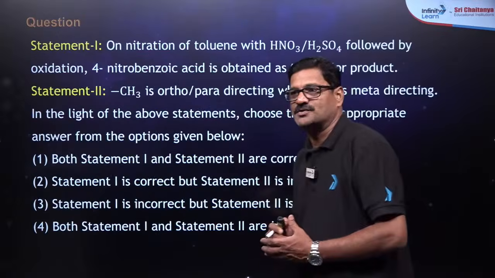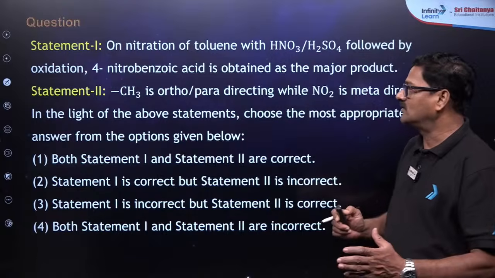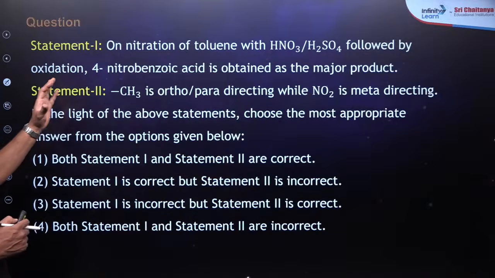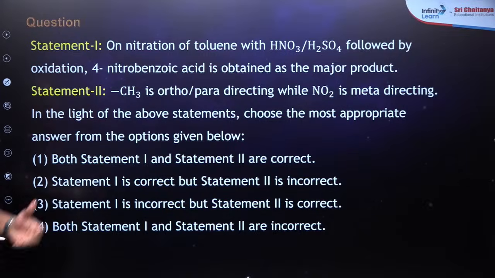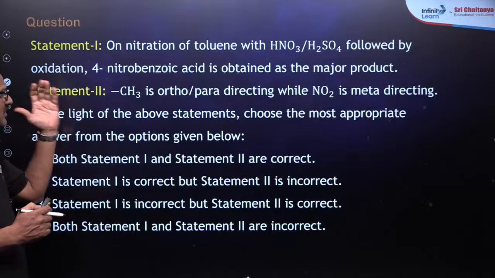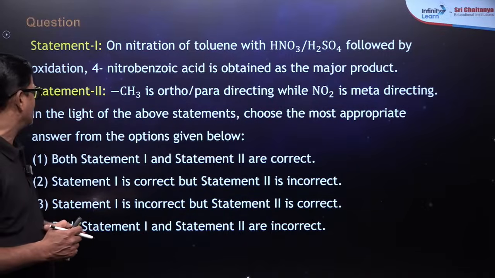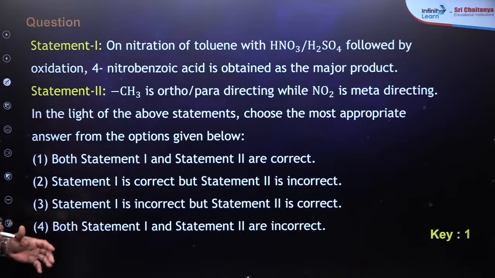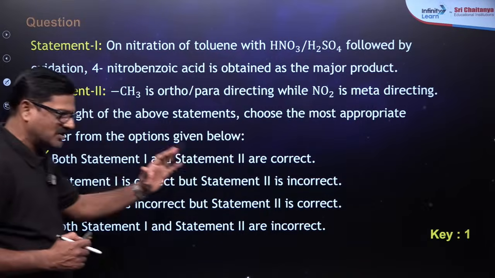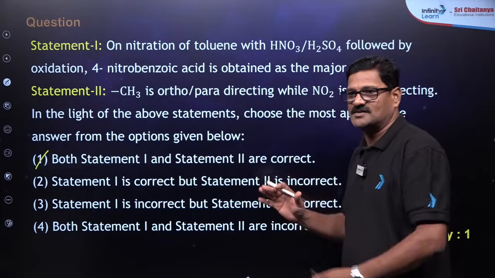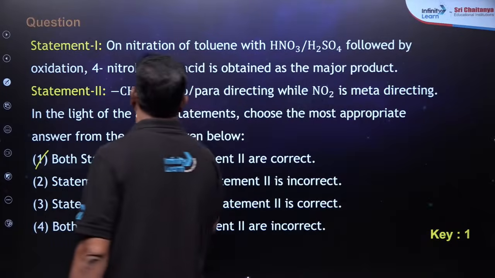Moving ahead, one more question. Statement 1: on nitration of toluene with HNO3 and H2SO4 followed by oxidation, 4-nitrobenzoic acid is formed as a major product. Statement 2: the methyl group is ortho and para directing while NO2 is meta directing. So, is it that both statement 1 and statement 2 are correct? Let's see here, it's a very short session. I just want to discuss a couple of questions.